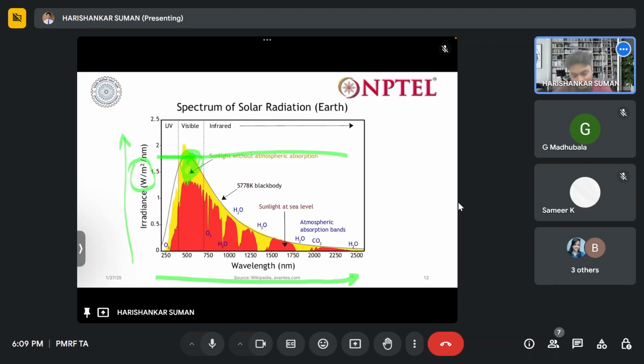So in the visible range, this is called the visible range, we will get more irradiance. So if we use this spectrum, or any material absorbs this light, we will get more output. If input is high, output also is high. Let's say I have a material that uses this spectrum most and I want maximum output.